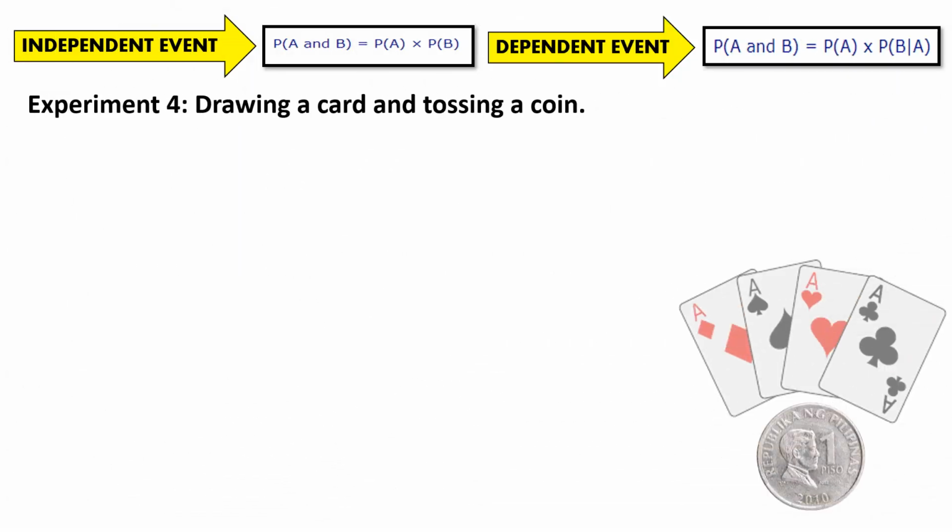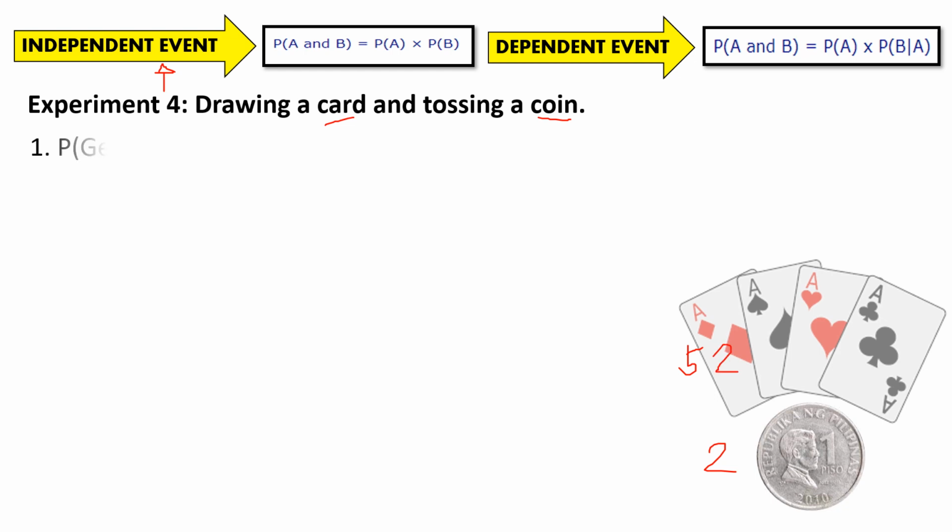Experiment number 4, drawing a card and tossing a coin. In this case, we have 2 separate sets of items. If you encounter this kind of experiment, automatically you will consider it an independent event, because if you draw a card, the total sample space of the coin won't be affected, since they are two separate items. If we draw a card, the total sample space of the coin will remain 2, because of the head and tail. For the card, we have 52.